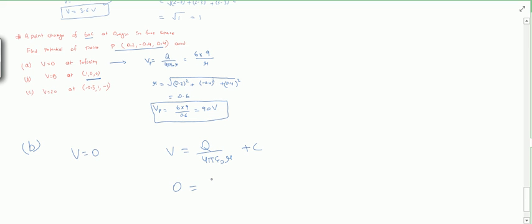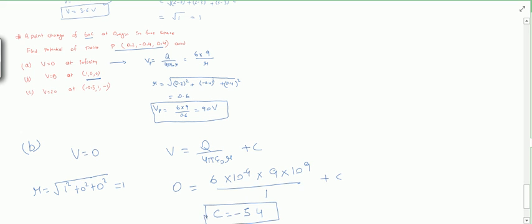V is 0 and Q value is 6 into 10 to the power minus 9, and 1 by 4 pi epsilon naught value is 9 into 10 to the power 9 divided by R. The distance for this point will be the square root of 1 square plus 0 square plus 0 square. So it will be simply 1 only. So I can write 1 and plus C. If you solve this, what will be the C value? C value will come as minus 54. 6 into 9, 54, this will come on the left hand side. So the value of C is minus 54 for the B part.